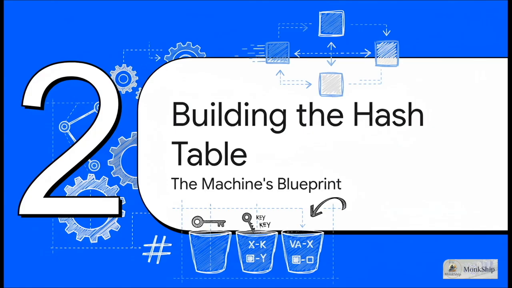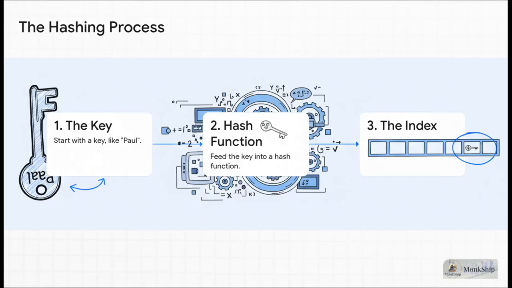Well, this is where we get to the blueprint. We're going to build ourselves a nifty little machine called a hash table. The process is actually beautiful in its simplicity. It's just 3 steps. First, you take your key, let's say the name Paul. Second, you feed that key into a special mathematical recipe called a hash function. And third, that function just spits out a number. And that number, that's the exact address, the index, where we're going to store Paul's info inside a simple list.